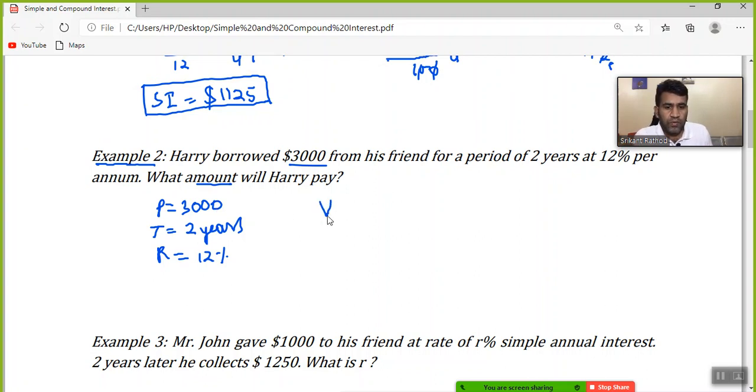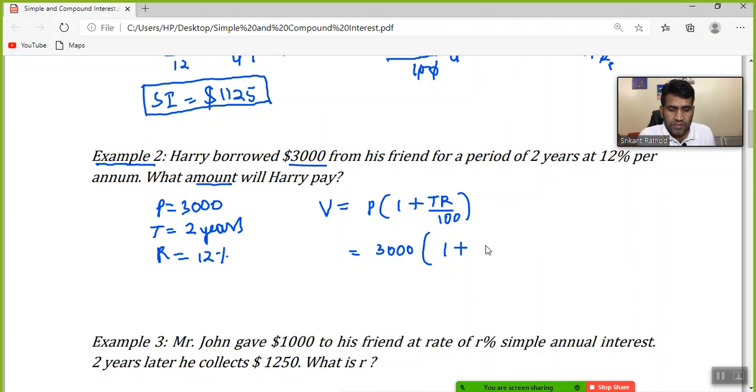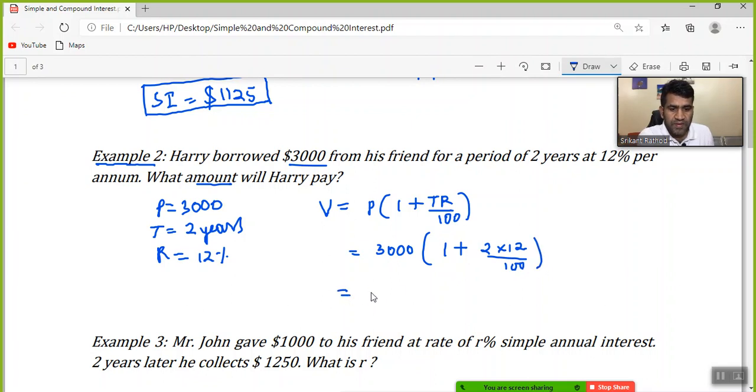So they are asking what amount he is going to pay, including the principal plus the simple interest. So we can write it as P times (1 plus TR by 100), or you can just calculate the simple interest and add that to the principal amount. That's the same. Now substitute these values here. So 3000 times (1 plus the rate of interest 12 times the time period 2 years by 100). So simplify this: 3000 times (1 plus 24 by 100), right?